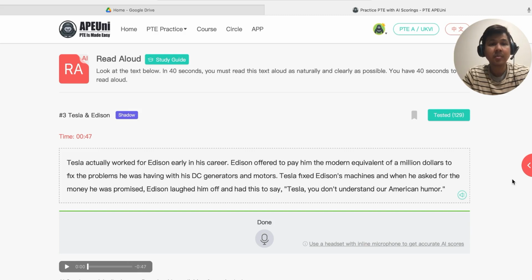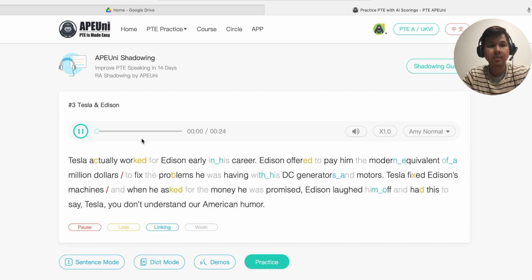This is question number 3, Tesla and Edison. We are going to practice with the shadowing technique together. First, we are going to listen to the extra slow version and try to notice what Amy does in all of the 4 important key elements: pause, loss, linking, and weak form. Okay, and then I will show you all the details sentence by sentence.